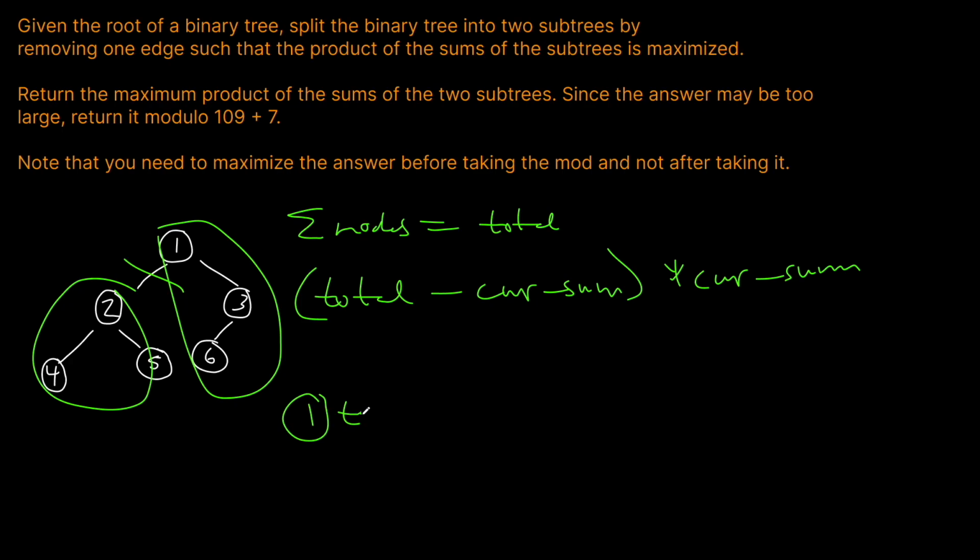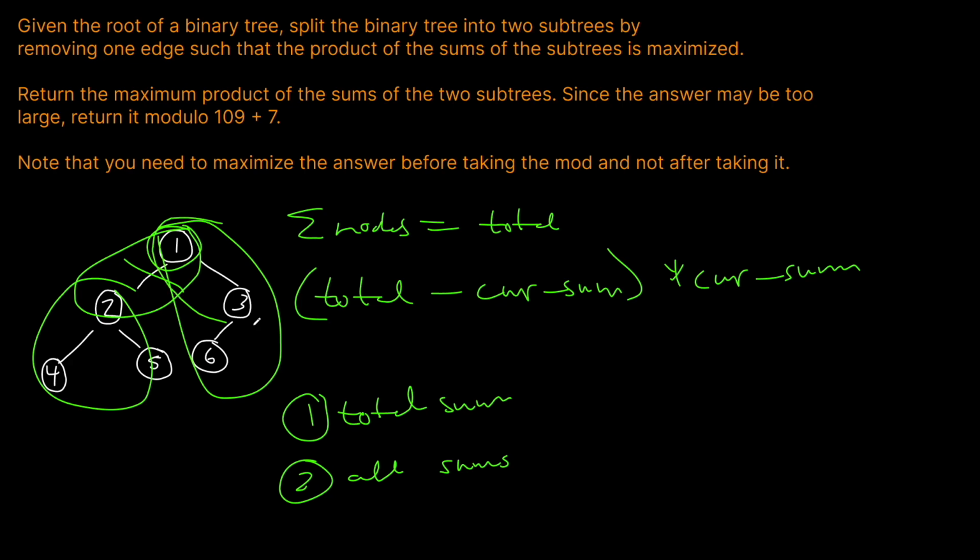So essentially that means that we need to do two things. We need to first figure out the total sum of the binary tree, which is easy to do. And the second thing is we want to figure out all sums in the binary tree, so every possible combination that we can make here in our tree. For example, we could have just the node 1, we could have the node 1 and 2, we could have 1 and 3, we could have 1, 3, and 6, 1, 2, 4, basically all the possible ways we could do this.